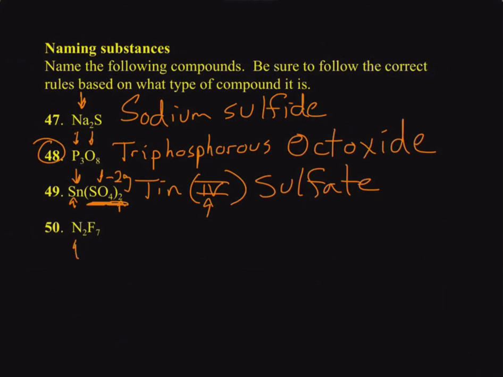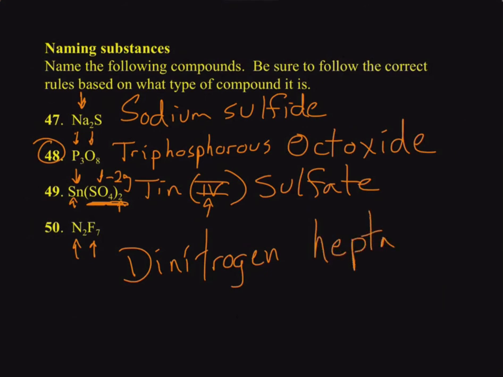And two nonmetals, nitrogen and fluorine. So it's not ionic, which means I need the prefixes, so this would be called dinitrogen. And there are 7 fluorides, so that's heptafluoride.